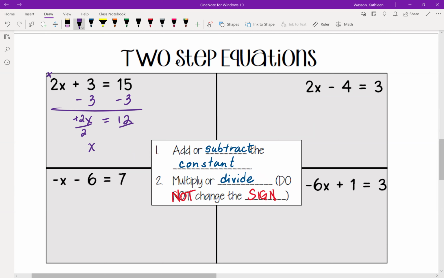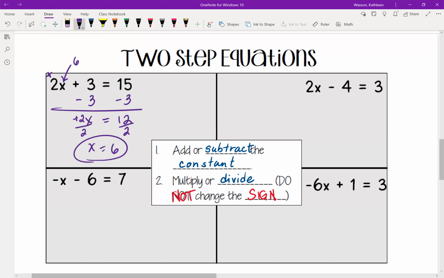I also need to divide the 12 by 2. 12 divided by 2 is 6. So I find that x is equal to 6. I can check that by putting a 6 here. 2 times 6 is 12, plus 3 is 15.